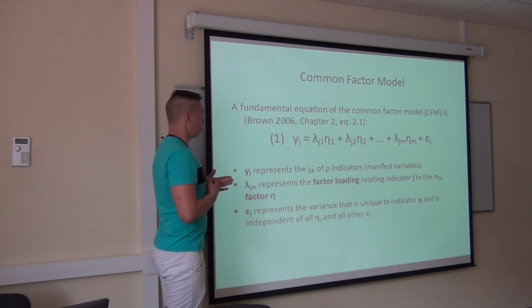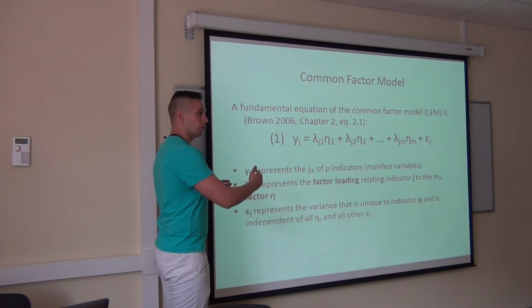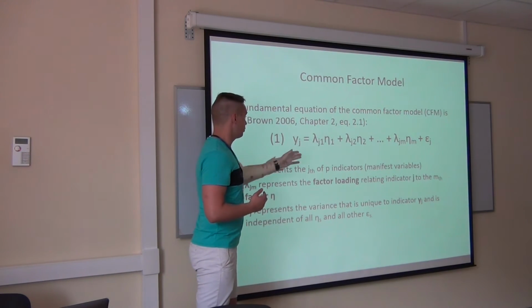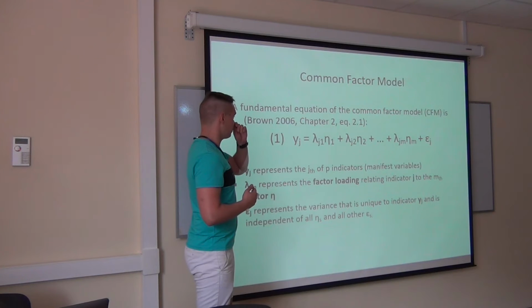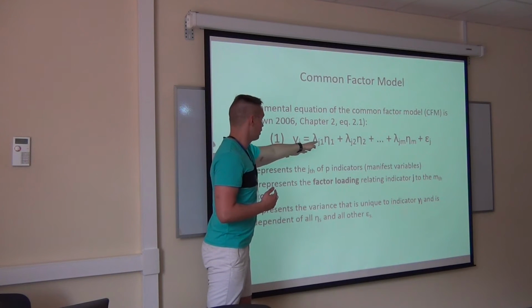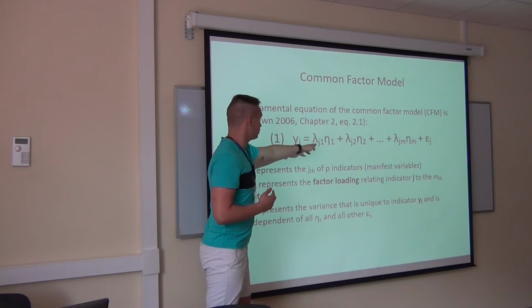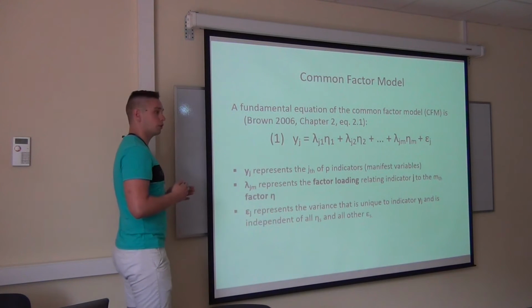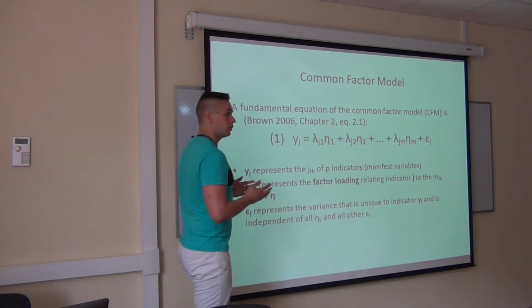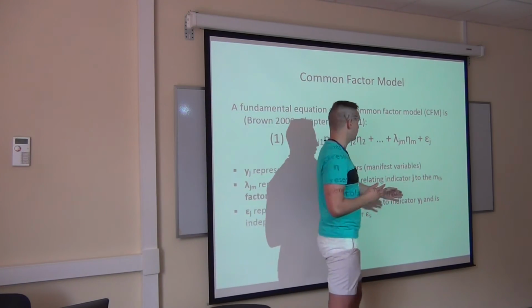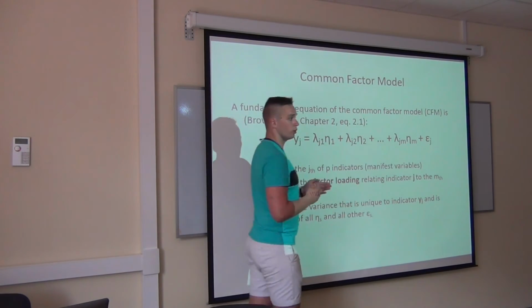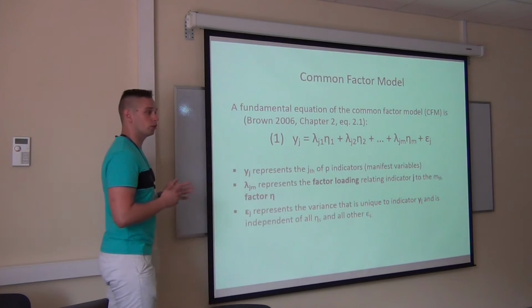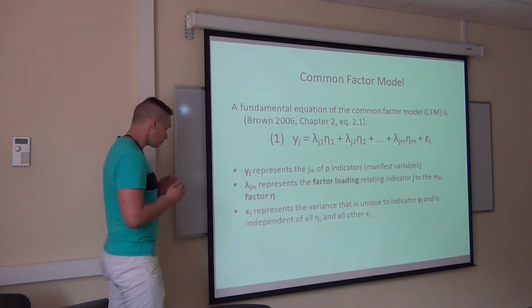So if we have several latent variables related to one indicator, we will have as many factor loadings as a product of the number of latent variables in the model and the number of observed indicators in the model. And as in any regression, we have an error term, which allows us to account for measurement error present in the model.